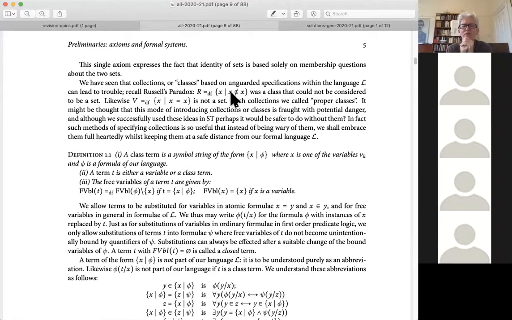I was talking about terms, and here is a typical term. It's something in curly brackets, consisting of an X and then a specification. And this is a simple specification: X is not a member of X. So this is something in our official language. We're going to add syntactic strings like this to our official language. And here's another one. V is the term of all sets X such that X equals X. Well, that's everything, so V will be all sets in that case.